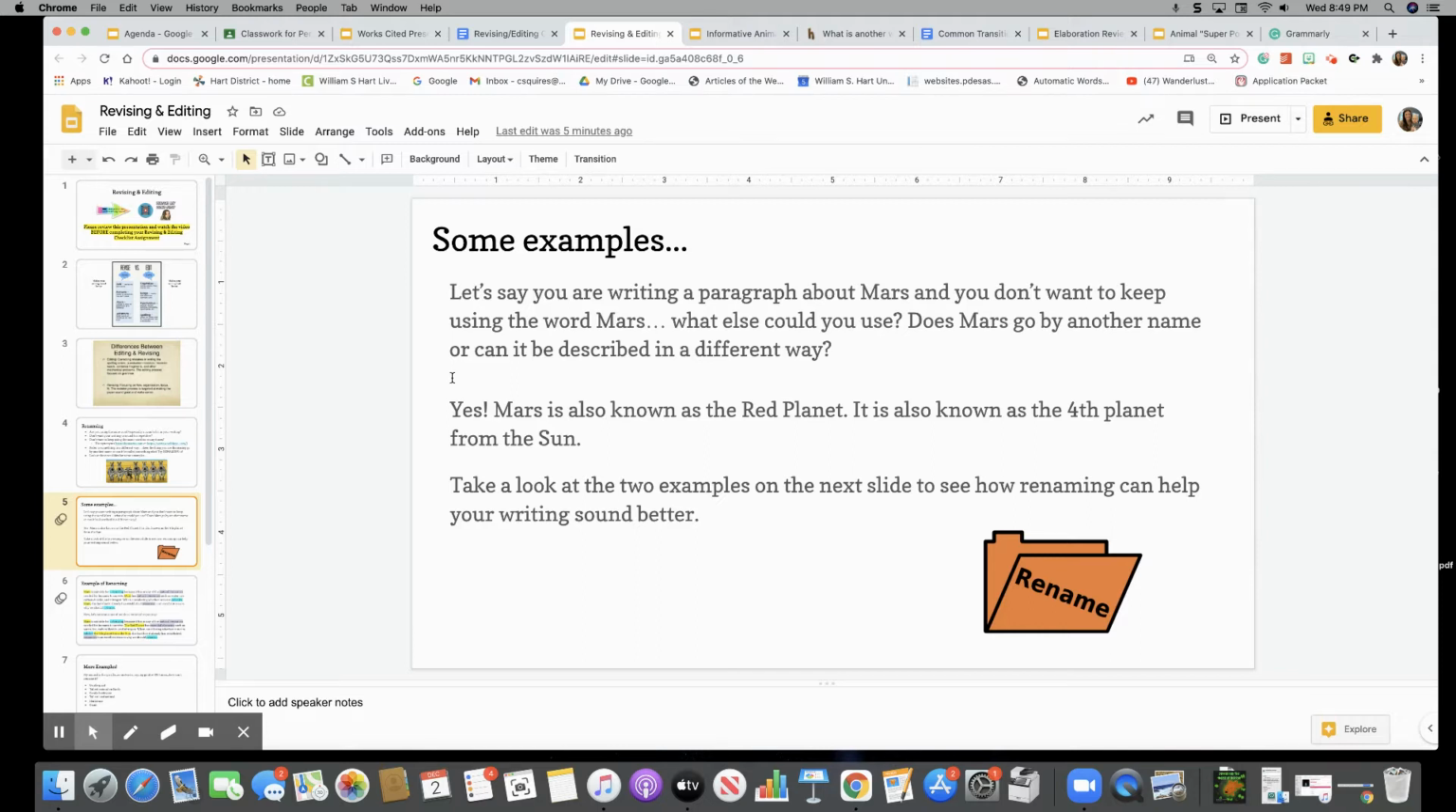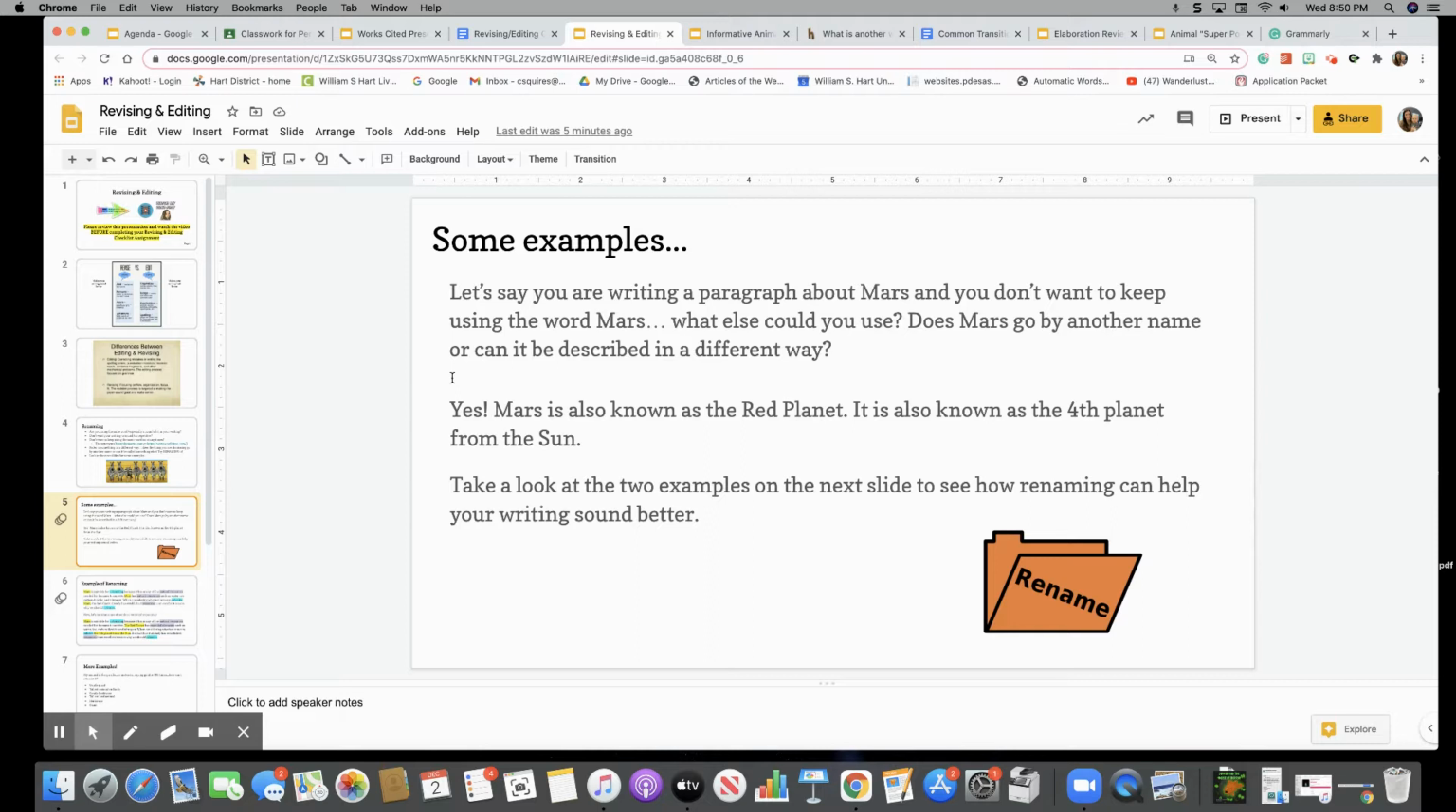So let's take a look at an example here. Let's say that you are writing a paragraph about Mars and you don't want to keep using the word Mars. What else could you use? You could brainstorm some ideas about, well, how else can you say Mars without saying Mars? And after I thought about it for a few minutes, I know that Mars is also called the red planet.